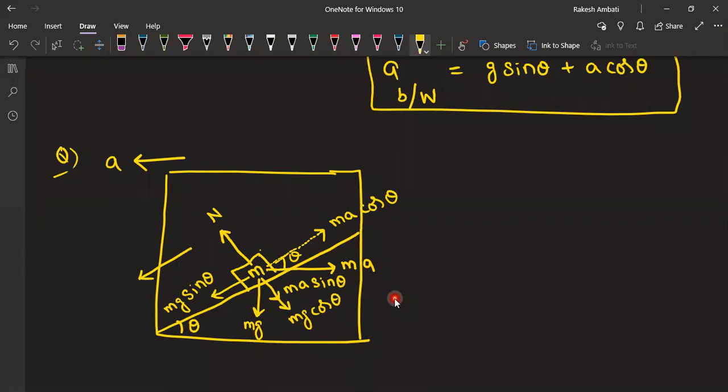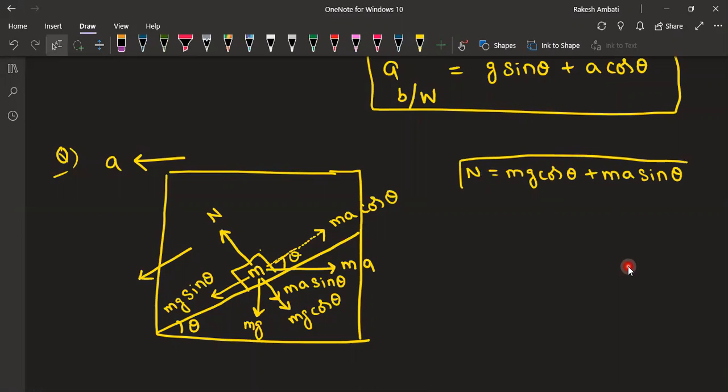Block is moving down the wedge. So therefore, if the block is moving down the wedge, means in this direction, the forces will be balanced. So therefore, normal force N is balanced by mg cos theta plus ma sin theta. It is about normal force. So first question completed, finding normal force acting on the block.